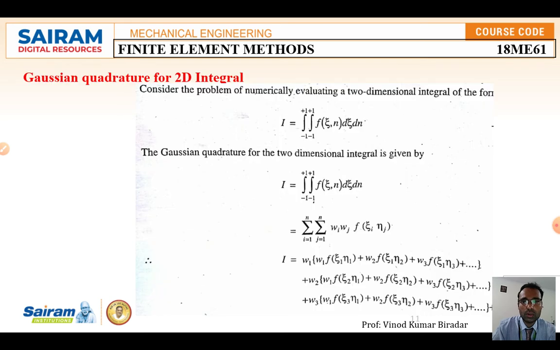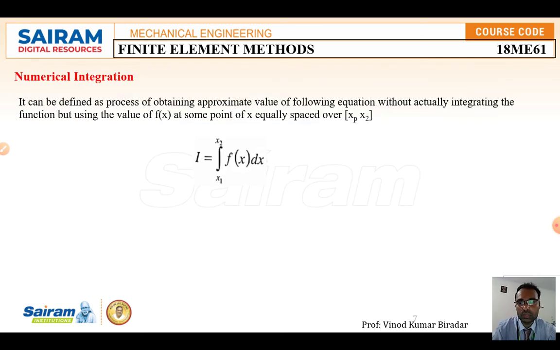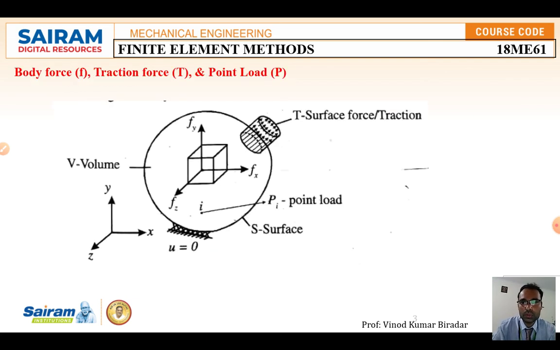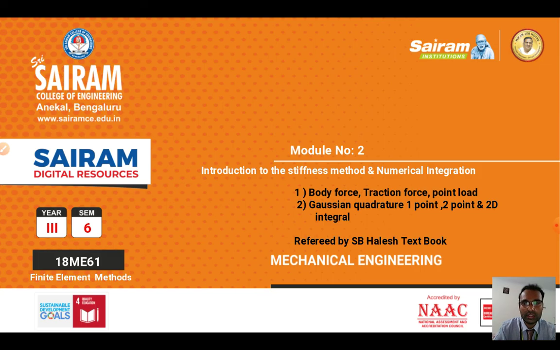So this is about the Gaussian quadrature for the 1-point formula, 2-point formula, and body force and traction force. This derivation is very important from the point of view of examination. I hope you understand this. Thank you.